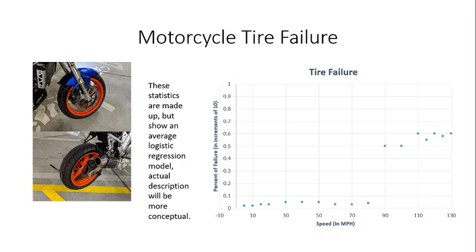These data points are made up, but if you applied a logistic regression parameter, you'd see a typical normal distribution, and this would look fairly similar to what a regression would look like on tire failure. This would prevent things such as tire blowout at high speed or tire blowout due to low tire pressure.